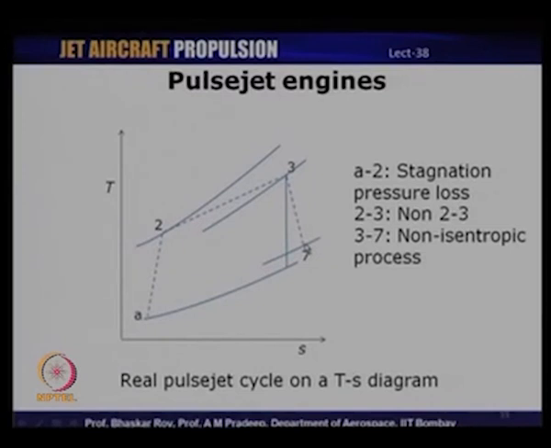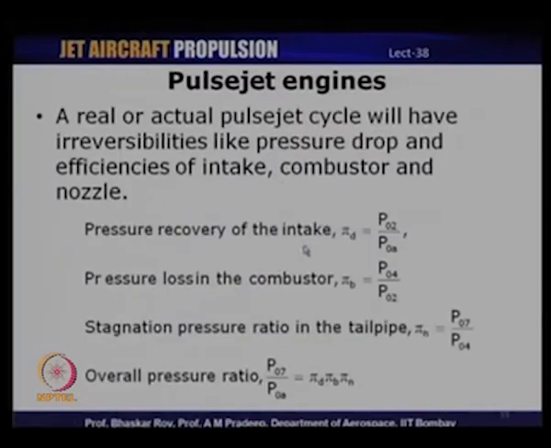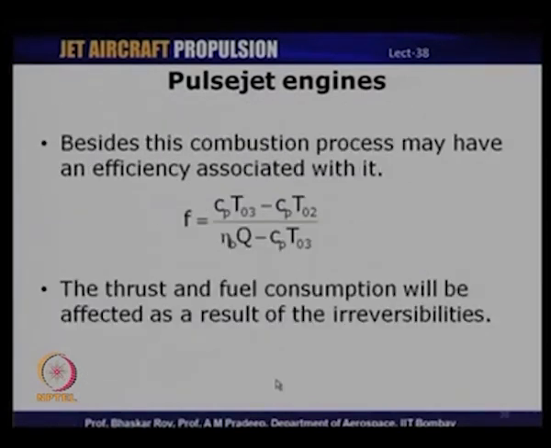So, this is a real pulse jet cycle expressed on a TS diagram. And how does it differ from the ideal cycle? Well, there are pressure losses in the diffuser given by P02 by P0A, in the combustion chamber and the tailpipe, and therefore, there is an overall pressure ratio which in an ideal cycle was equal to 1. And the other difference is that in the combustion chamber we are going to assume an efficiency for the combustion products. So, f equals (Cp T03 minus Cp T02) divided by (combustion efficiency into Q minus Cp T03).